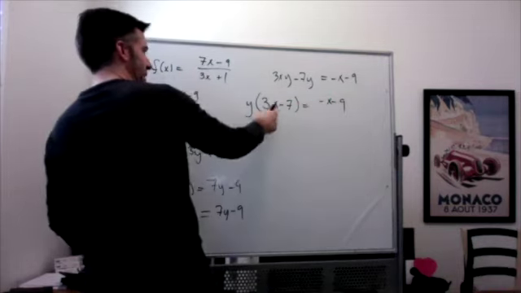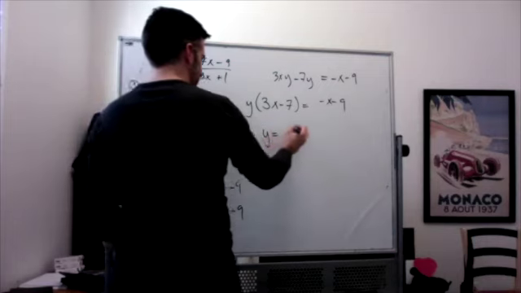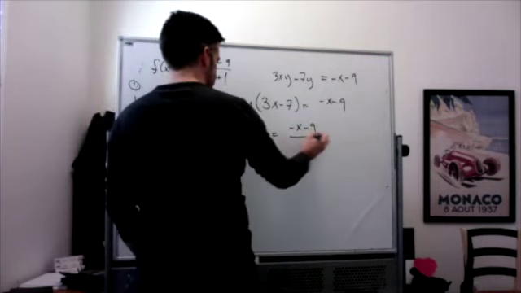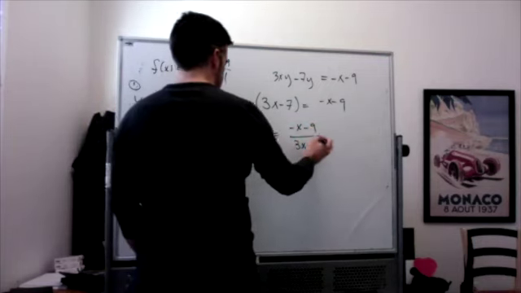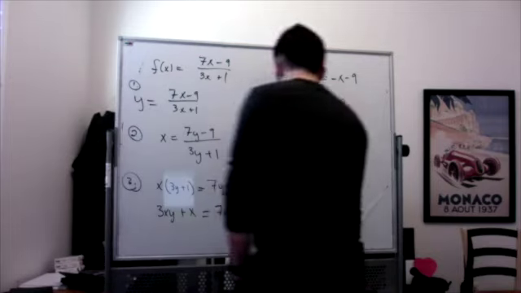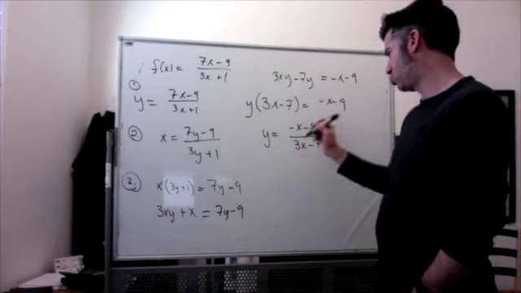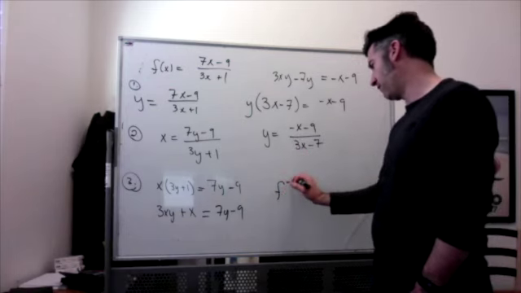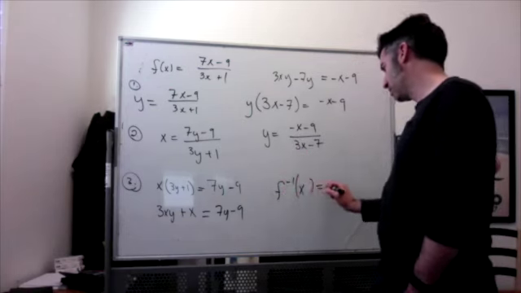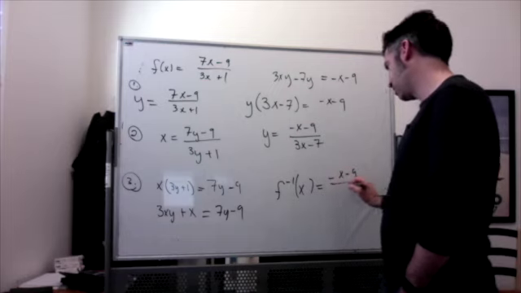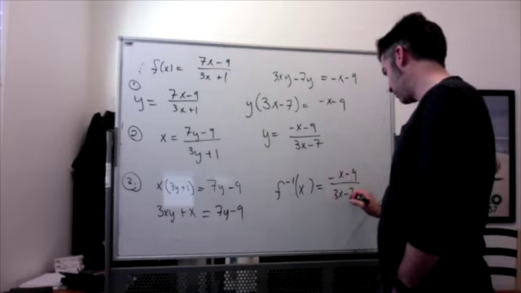And then finally we divide by that. So you get y equal to (negative x minus 9) divided by (3x minus 7). And lastly, we should say that f inverse of x is (negative x minus 9) over (3x minus 7).